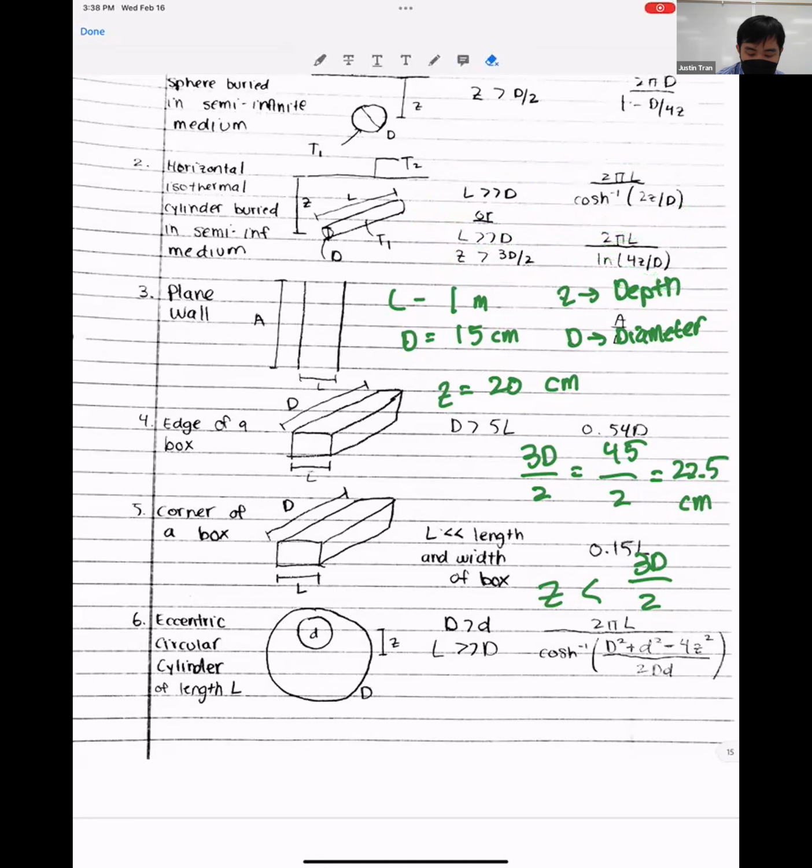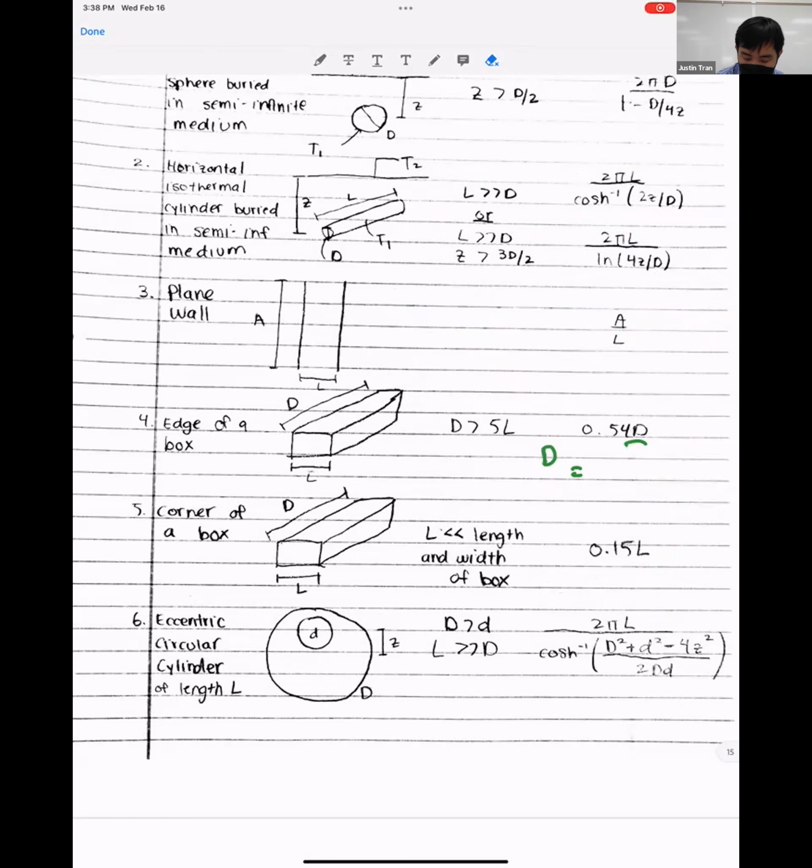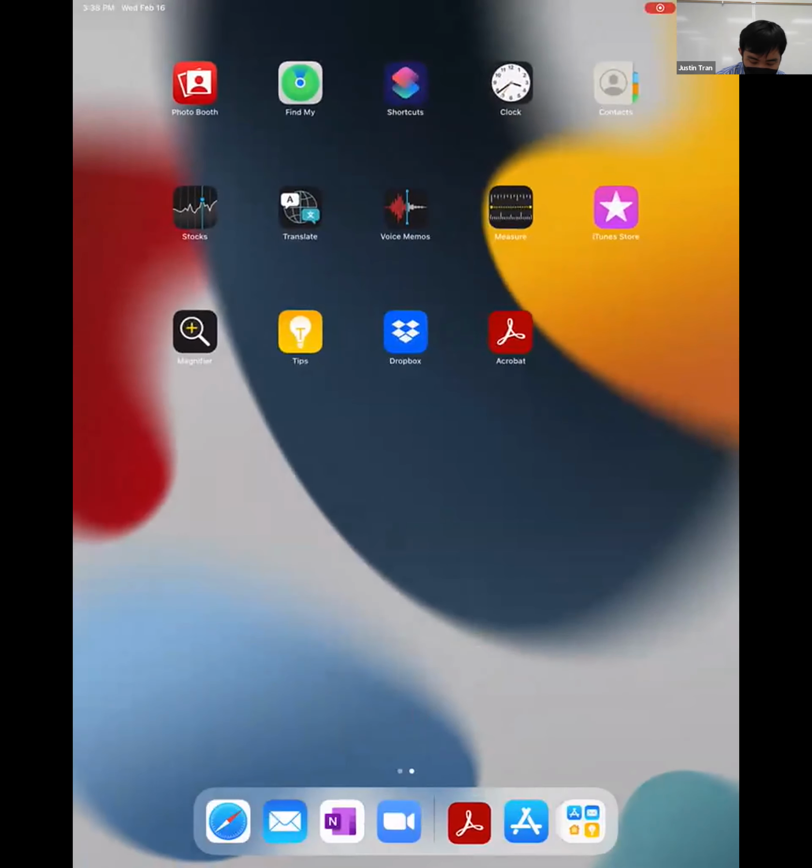Let me clean up this PDF, because this is actually on Dropbox, and I don't want these notes on my PDF. And let's return back to our notes.